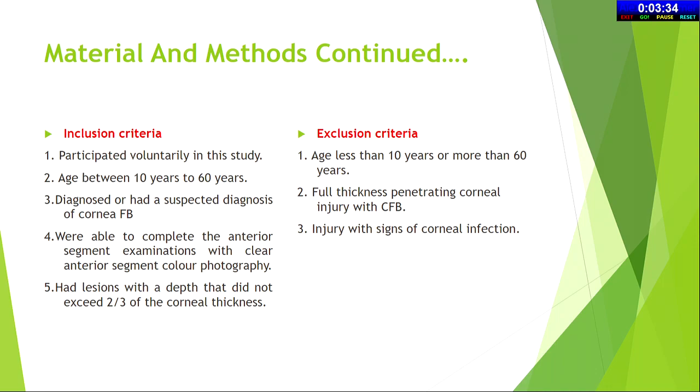Inclusion criteria included participating voluntarily in the study, age between 10 to 60 years, diagnosed or suspected diagnosis of corneal foreign body, being able to complete the anterior segment examination with clear anterior segment color photography, and a lesion with depth that did not exceed 2/3 of the corneal thickness. Exclusion criteria included age less than 10 years or more than 60 years, full thickness penetrating corneal injury with corneal foreign bodies, and injury with signs of corneal infection.